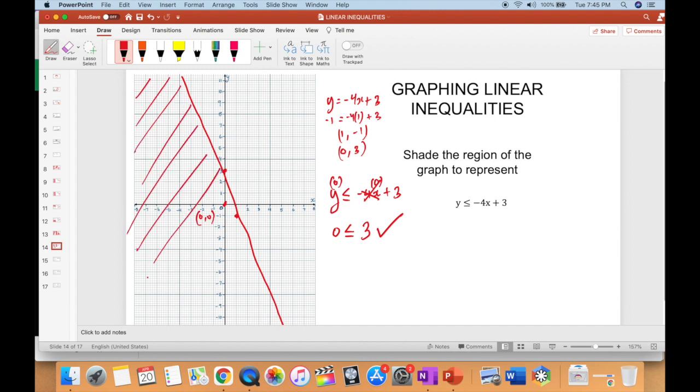Okay? Because a point in this region proves to be true. So all of the points will prove to be true for this inequality. Yeah? Nice. So did you all get that? Anybody have any questions or anything?